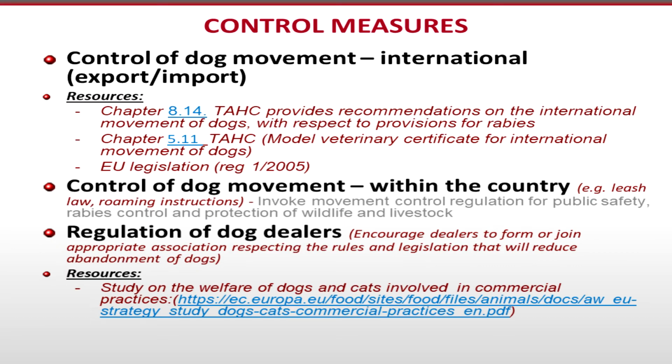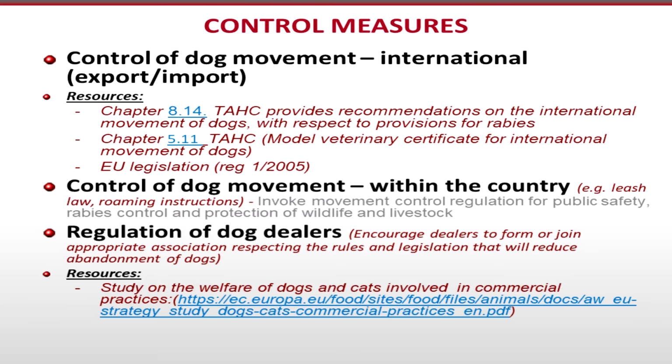International dog movement control. Again, we have Chapter 8.14 of the Terrestrial Animal Code, that provides recommendations on what to do with respect to rabies vaccination. And then there's a model certificate of what it should look like once the dog has been vaccinated and is due for international movement. Again, you can also refer to European Union legislation, Regulation 1/2005, with regard to international movement of dogs.